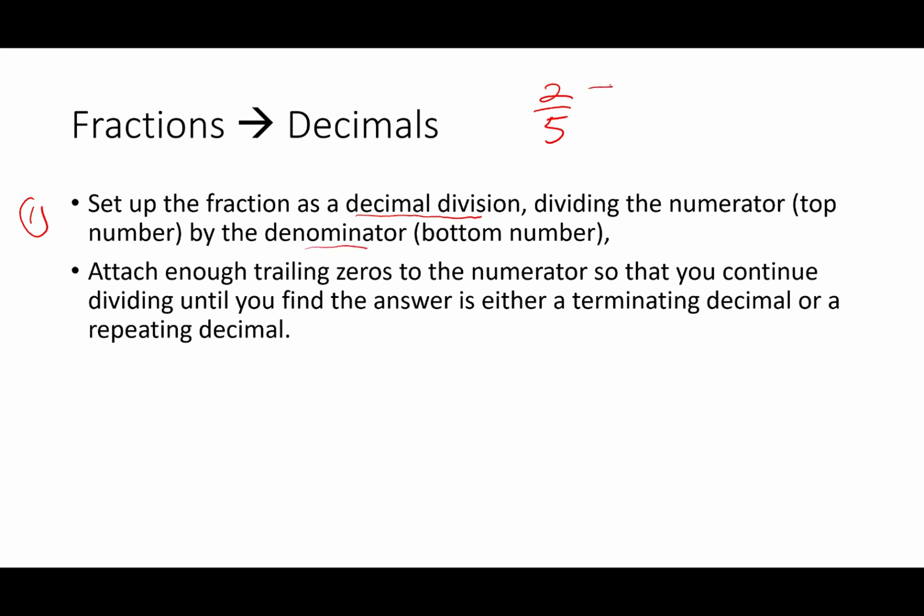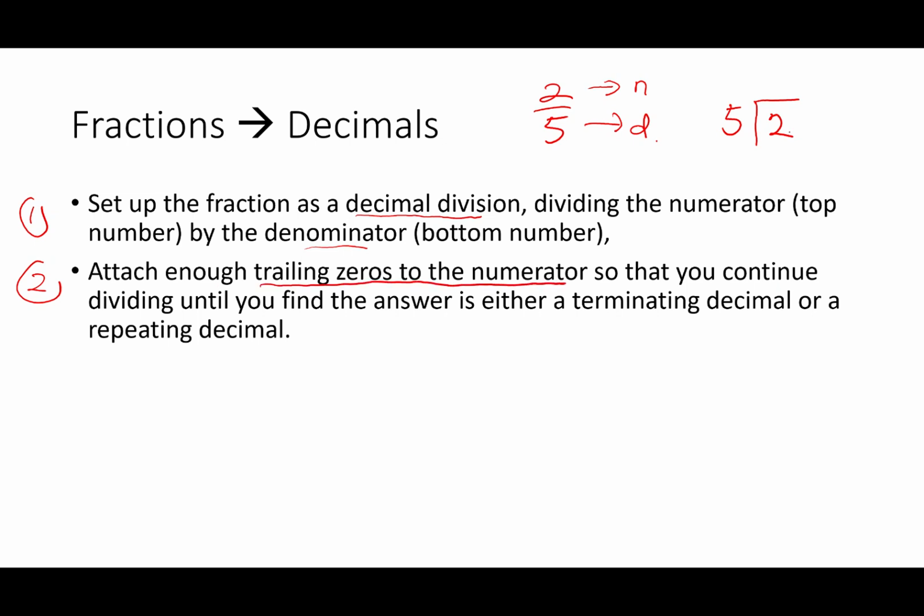So this is the numerator, and this is the denominator. So we will set out the numerator 2 divided by the denominator. So that's step 1. Step 2 is you attach enough trailing 0s to the numerator.